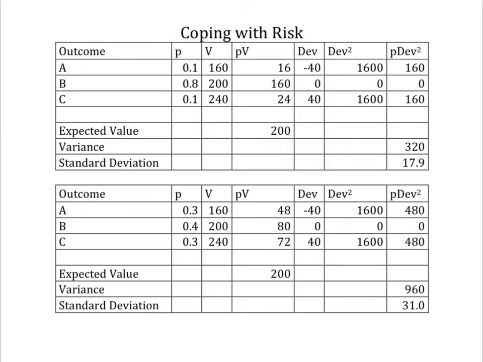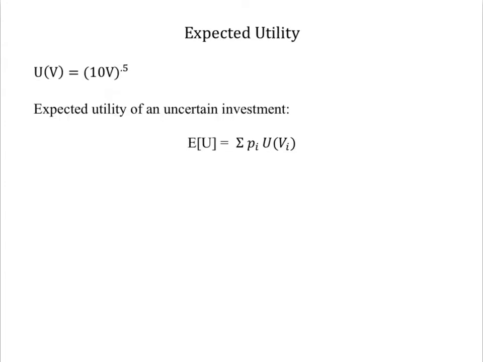A risk-averse individual, one who has a diminishing marginal utility of income, would prefer the first to the second, which we can demonstrate by assuming a particular utility function having this characteristic. The second derivative of this function is negative. So the marginal utility falls with V.